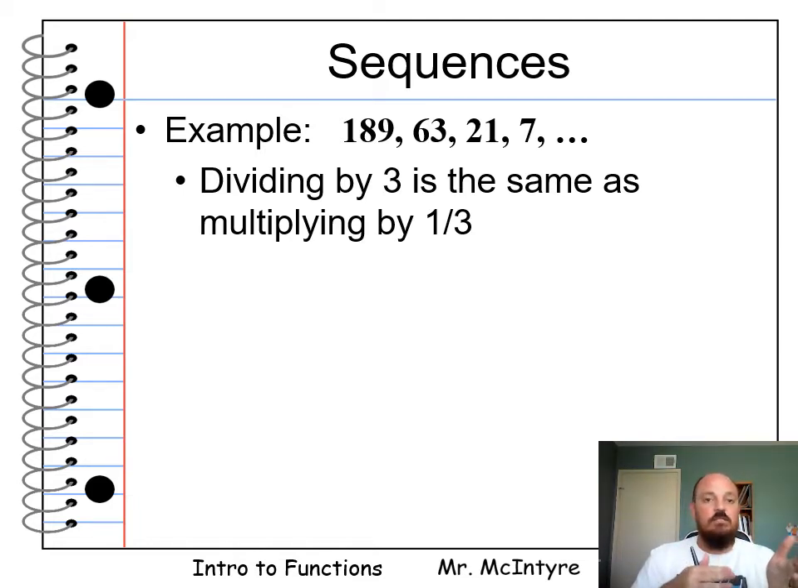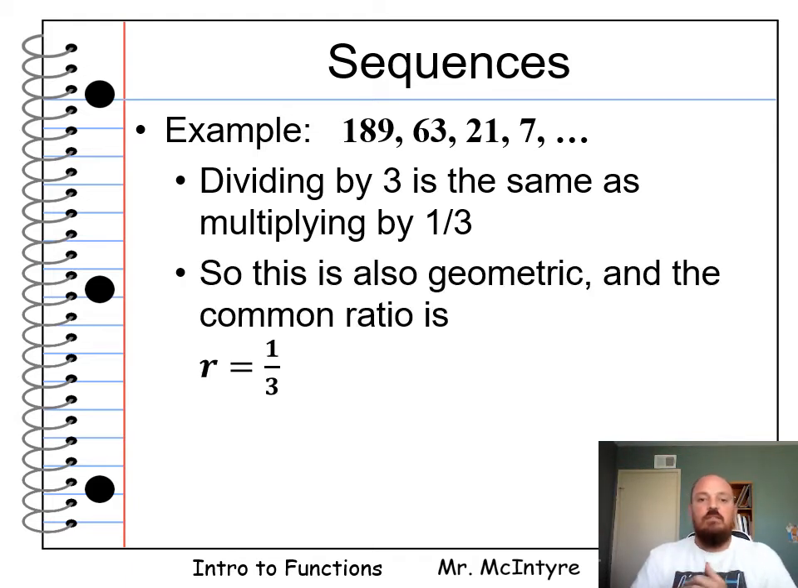So if you notice that the pattern is that you're dividing by the same number each time, that's still geometric, but R is going to be a fraction. If I'm dividing by 3, I don't say that R is 3. That would mean I'm multiplying by 3. So if I'm dividing by 3, it's still geometric, but the common ratio is 1/3.